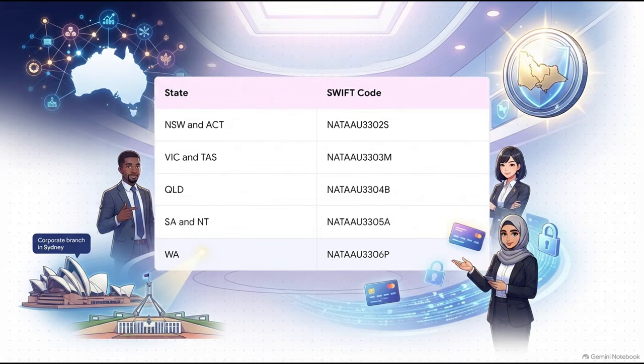That being said, if you have a specific business transaction that requires real localized precision, take a look at this matrix. It breaks down the exact SWIFT codes assigned to every single Australian state and territory. So for example, if your branch is based in New South Wales or the ACT, you would probably opt for NATAU 3302S. But like we said, if you are ever in doubt, just fall back on that preferred Victoria and Tasmania code we just talked about. It's definitely your safest bet for general inward transfers.